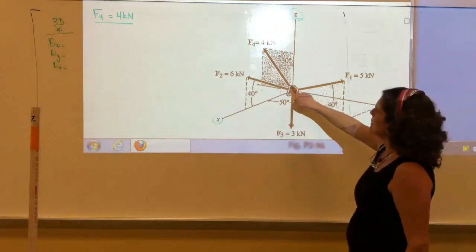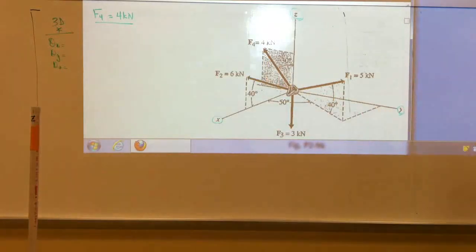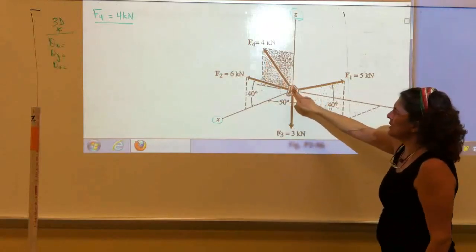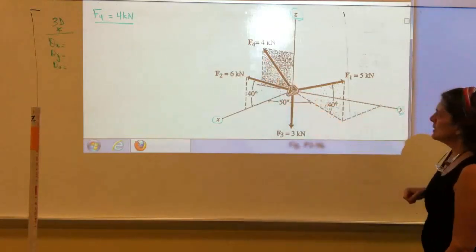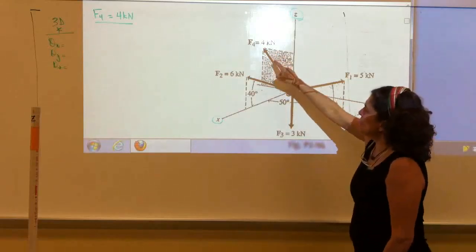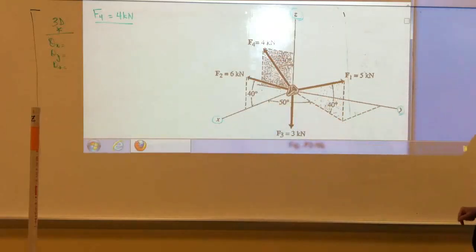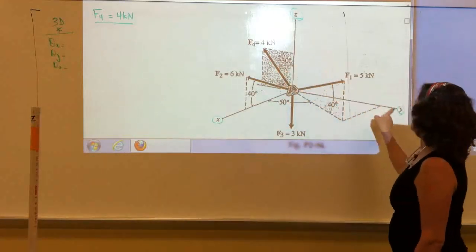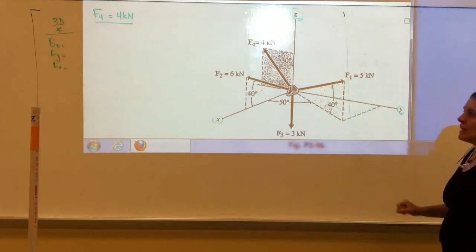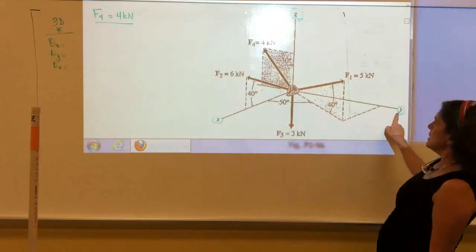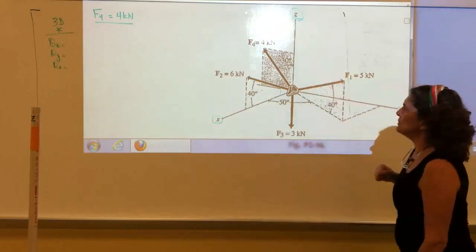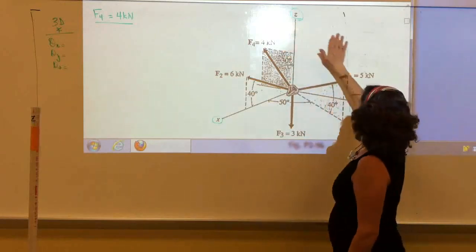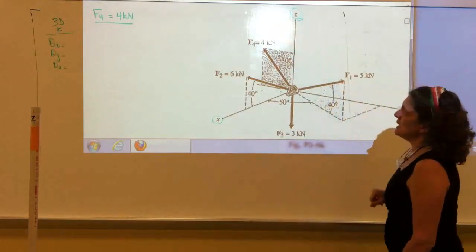So look at F4. Can you picture that in 3D? Where does F4 lie? Can you see that F4 has no component in the x? Can you see that the F4 force lies in the YZ plane, and it has a negative value in the y and a positive value in the z? So F4 lies along the YZ plane.